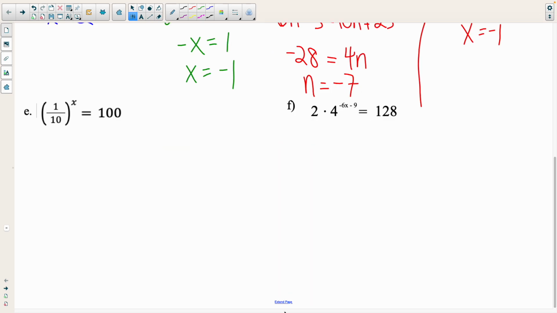Letter E, right, I'm going to work the right side and make it into a base of 10. The first thing I have to do to write it as a reciprocal, I know it's going to have to be a negative exponent. So that's what's going to get me the same base by making it negative, and then what power of 10 is 100? 2. The second power. Good. So now we have them equal, so I can just say x has to equal negative 2.